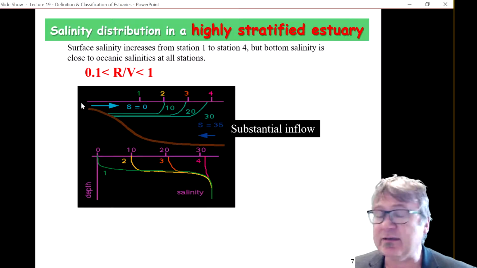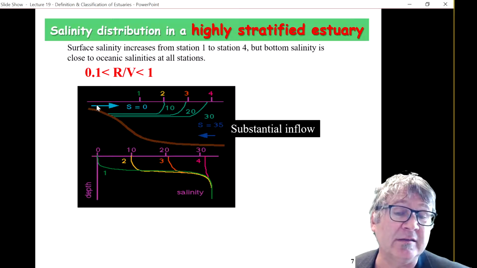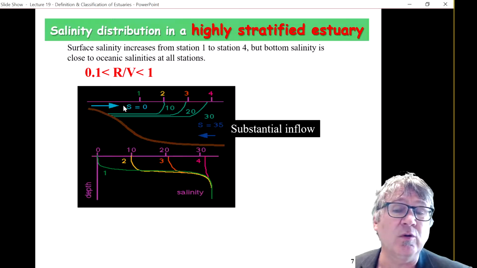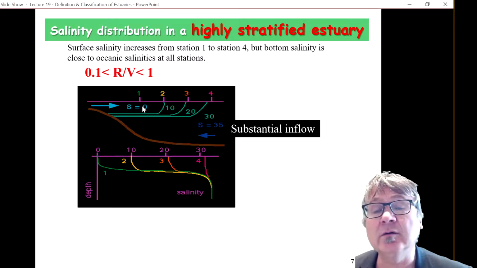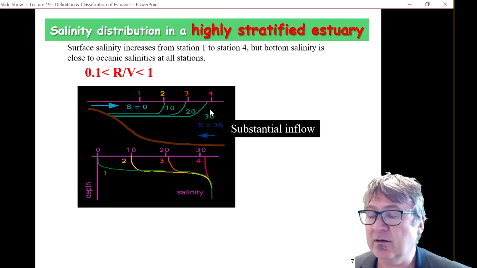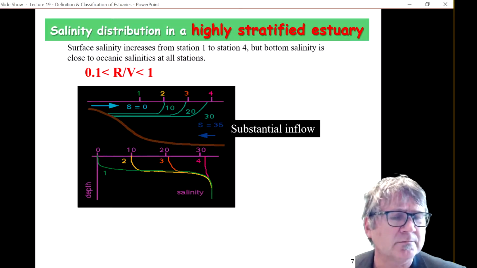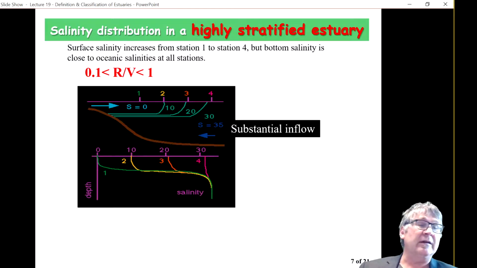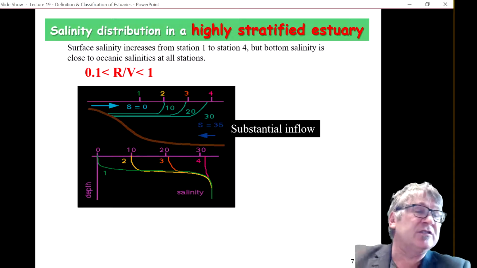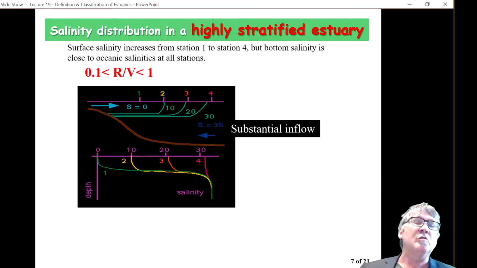You can see the salinity. You come from the river of very low salinities, shown here as 0, and then as you move along, the salinity increases: 10, 20, 30. Okay, so how can you explain this increase? There can't be any evaporation strong enough to do that within a time scale of a few hours.